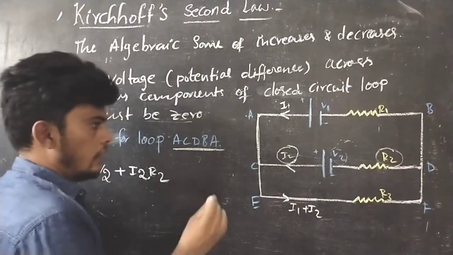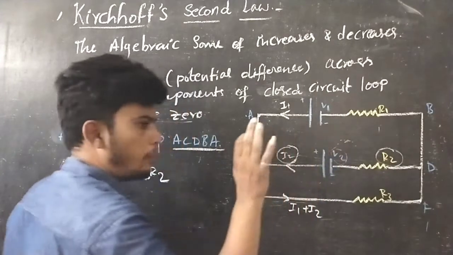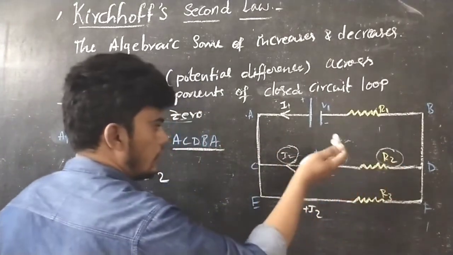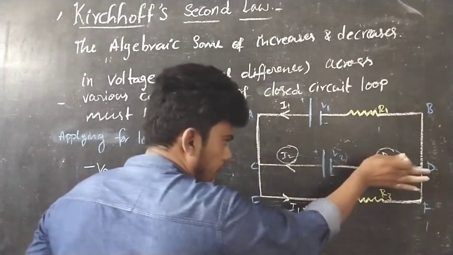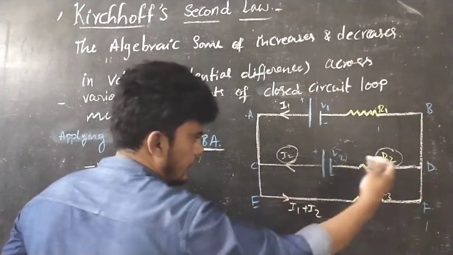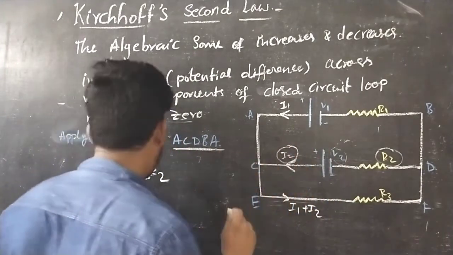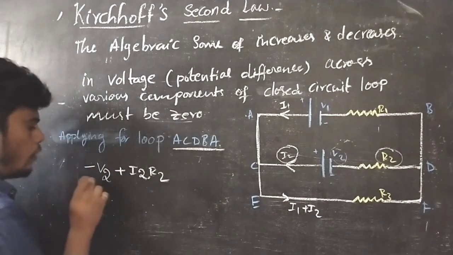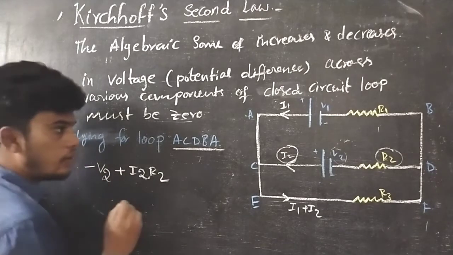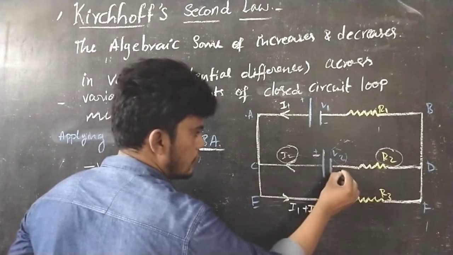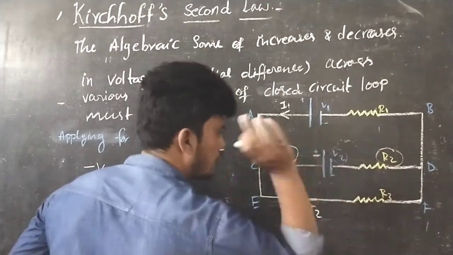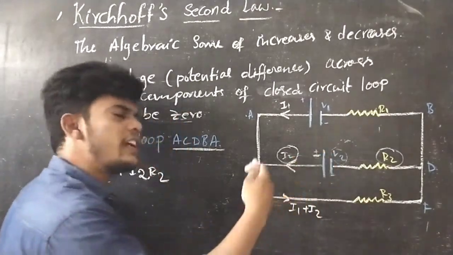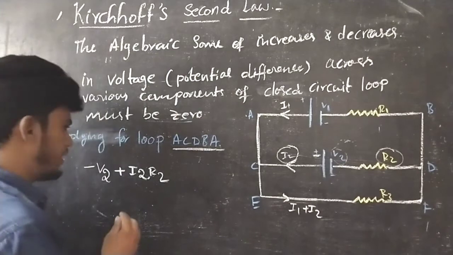Are you clear? The I2 and R2 values are positive because the loop direction is in this way, but the current direction of I2 is in this way. Both are opposite. That's why I took the I2 R2 value as positive. Why did I take the voltage value as negative? Because it goes from positive to negative. If I go from negative to positive, I will take it as positive. Okay, next one, it's over.